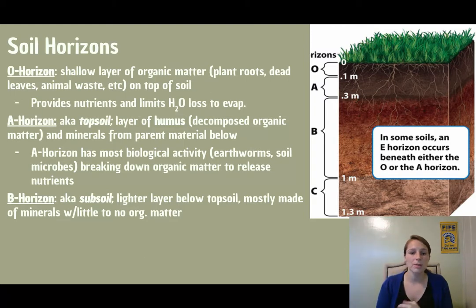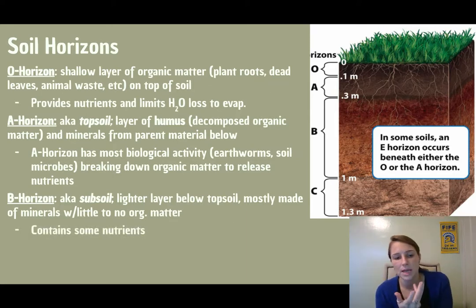So it's mostly going to be made of minerals with little to no organic matter in it. It is going to contain some nutrients, just definitely not as much as the O horizon or the A horizon there.